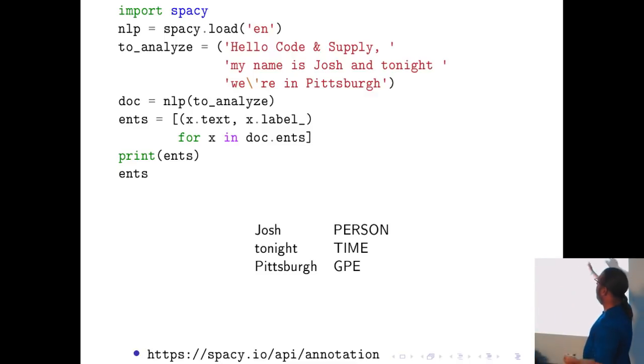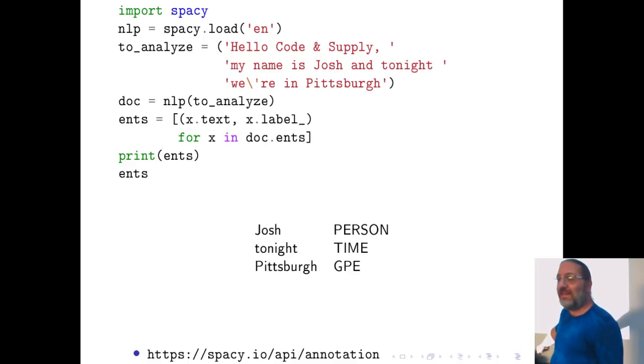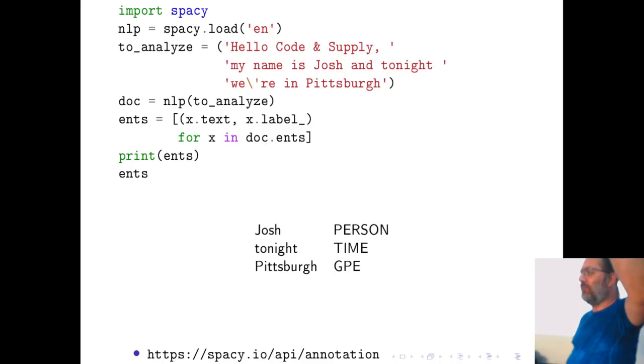For example, hello, Code and Supply. My name is Josh, and tonight we're in Pittsburgh. The entities in this string are Josh, which it says is a person, lucky me. Tonight, which is a time, super handy that. Has anyone ever tried to write a regex-based NLP for time string parsing? Was it awesome? When you were done, did you say, this is what I was born for? This is the best thing that ever happened to me? No? Yeah, me either. So you can actually use entity recognition to process time strings and parse that stuff out. It makes it way easier than trying to do it yourself.